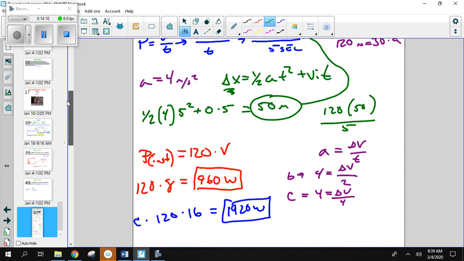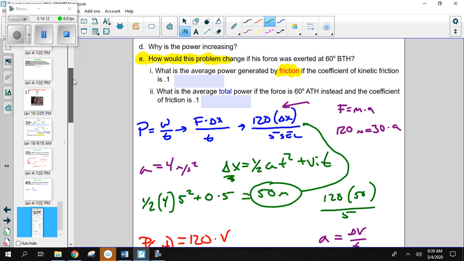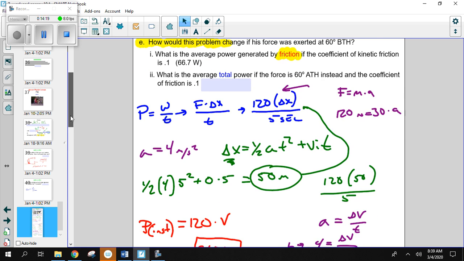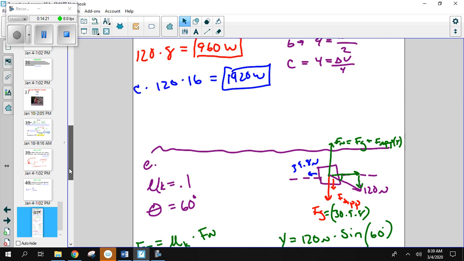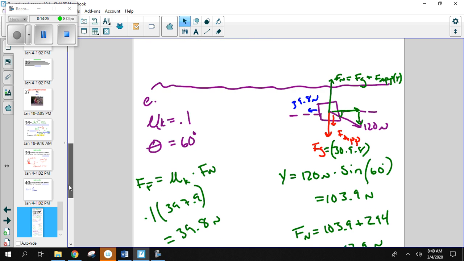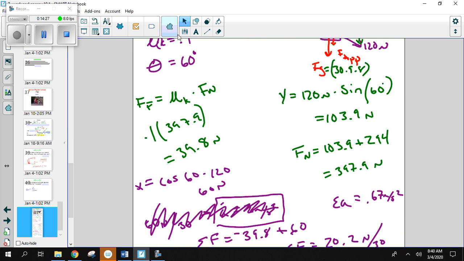Just keep in mind all the stuff is the same with the exception of one thing, and that is instead of being below the horizontal, we're going to be above the horizontal. So instead of adding our applied force like we did here, we're going to subtract, right? Because we're lifting up, so that should reduce the amount of friction.